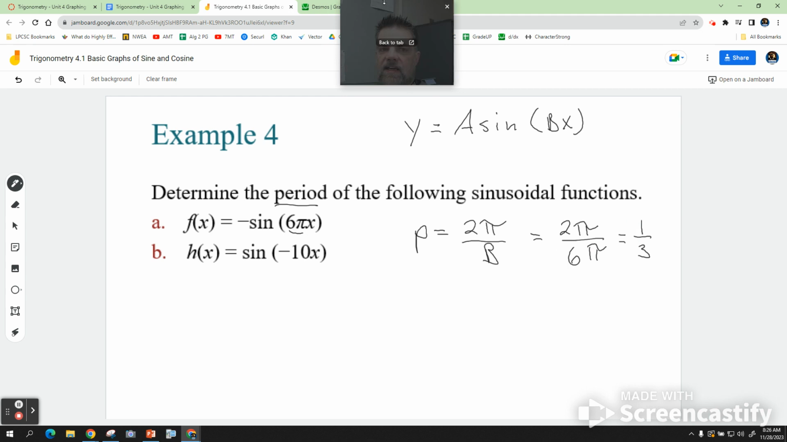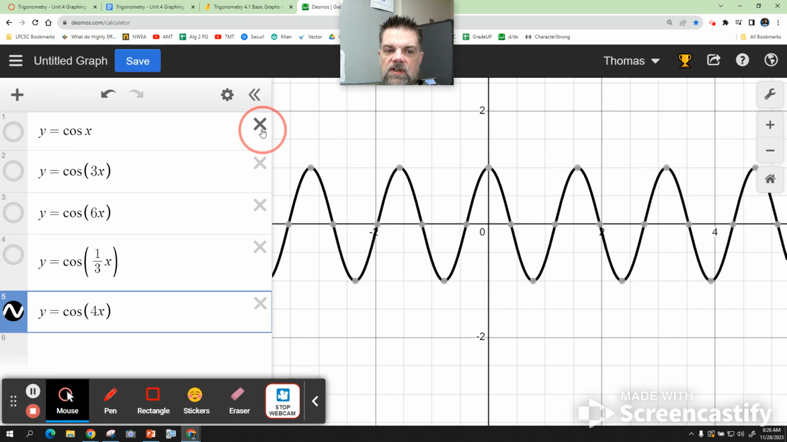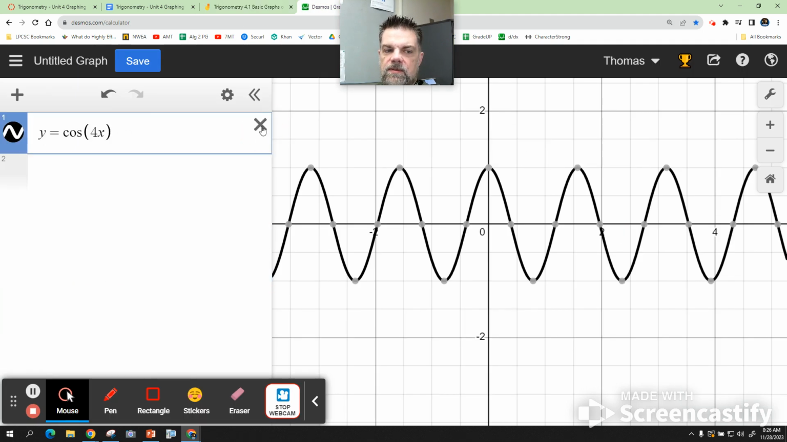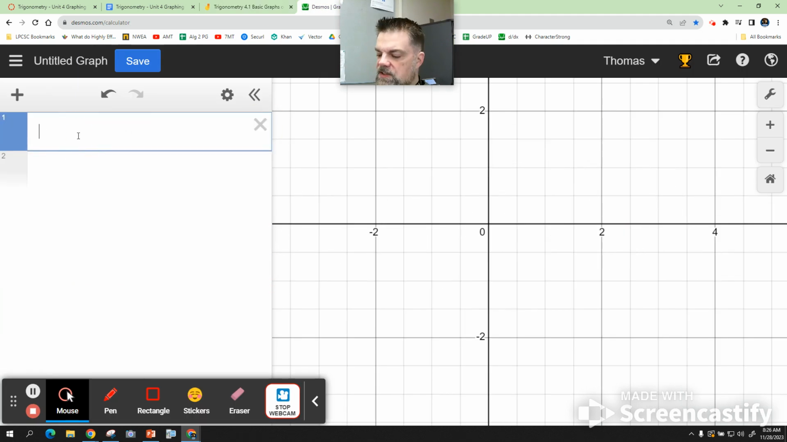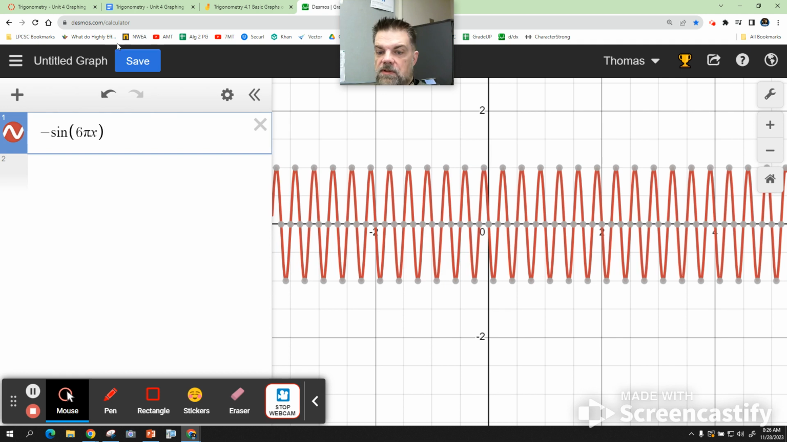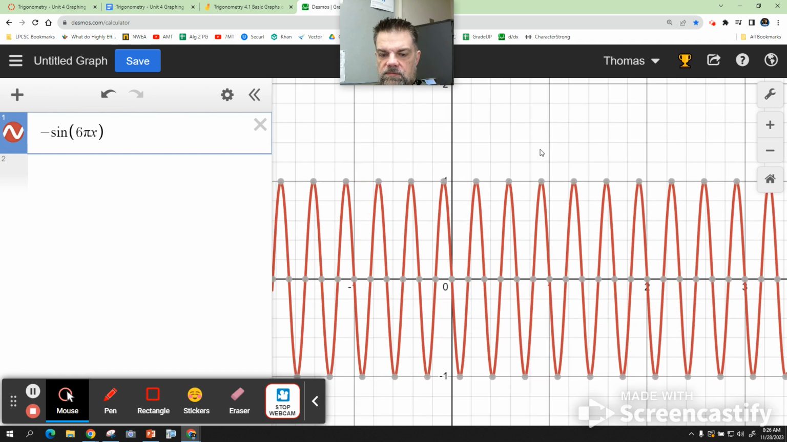Let's see if we're right. We go into Desmos. I'm going to close out all of these graphs, and I'm going to type in negative sine of 6 pi x. I'm going to zoom in here.